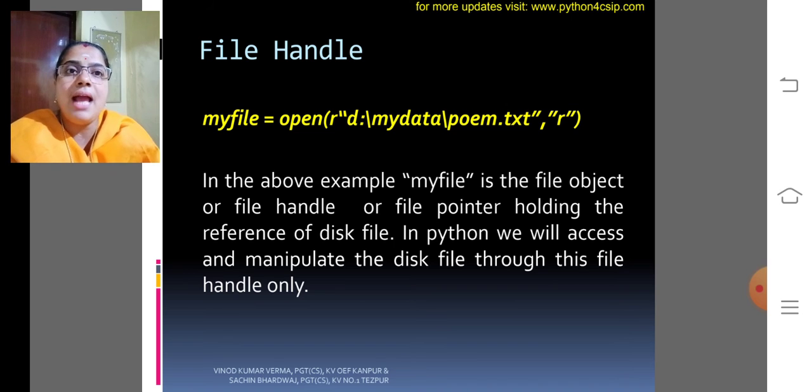Then how to handle the file? In the above example, myfile is the file object or file handle or file pointer holding the reference of a disk file. myfile is nothing but the file object. In Python, we will access and manipulate the disk file through this file handle only, myfile.